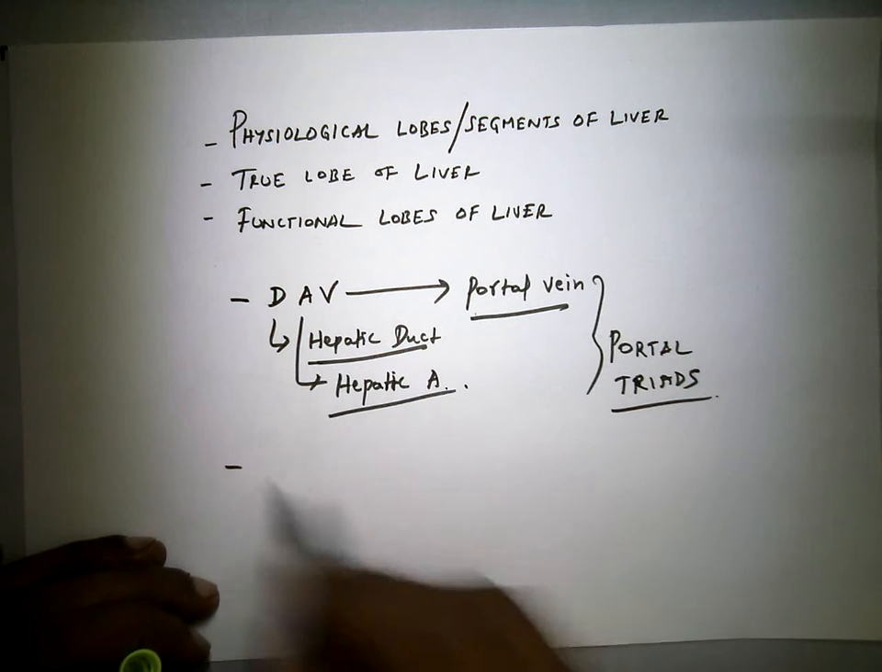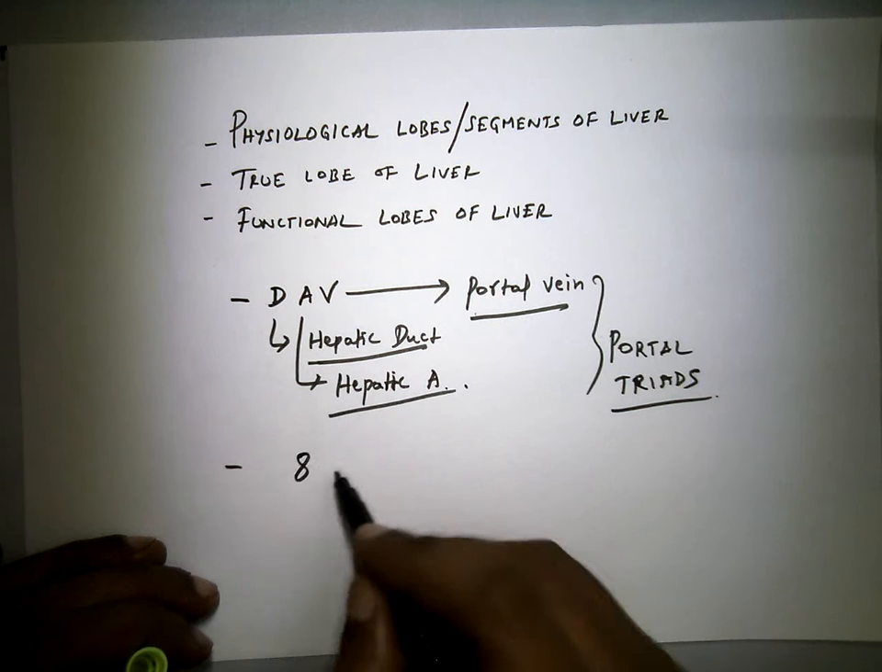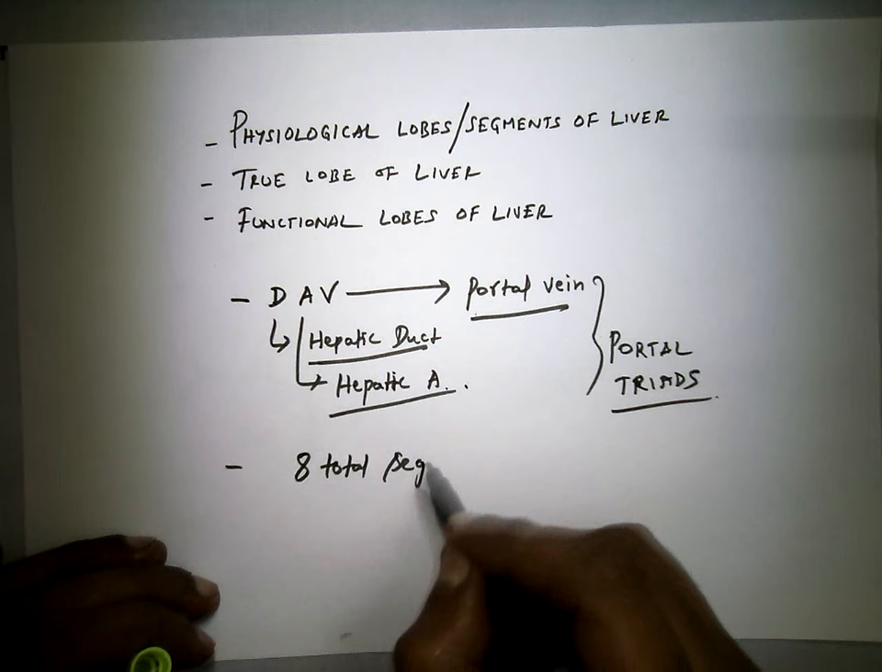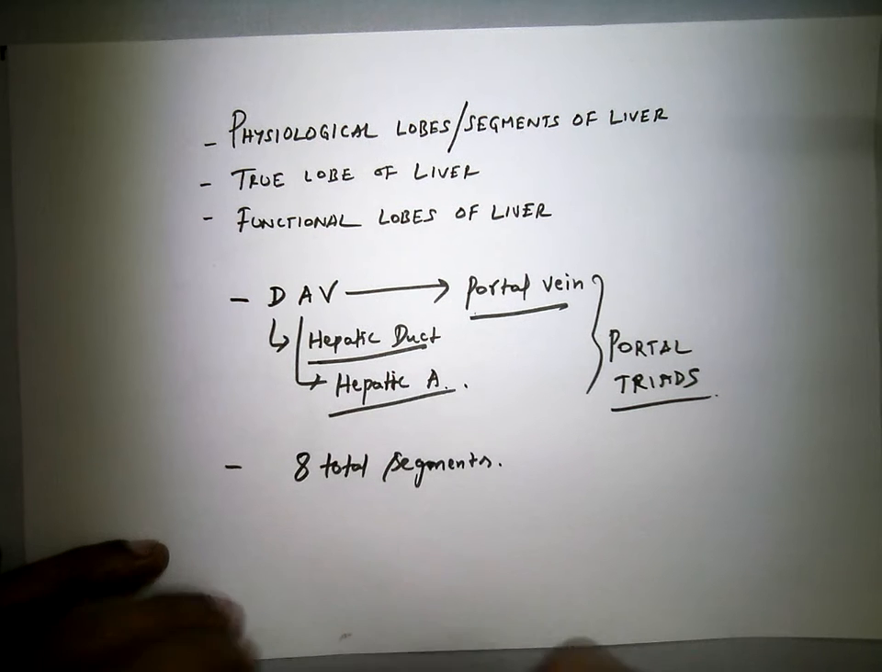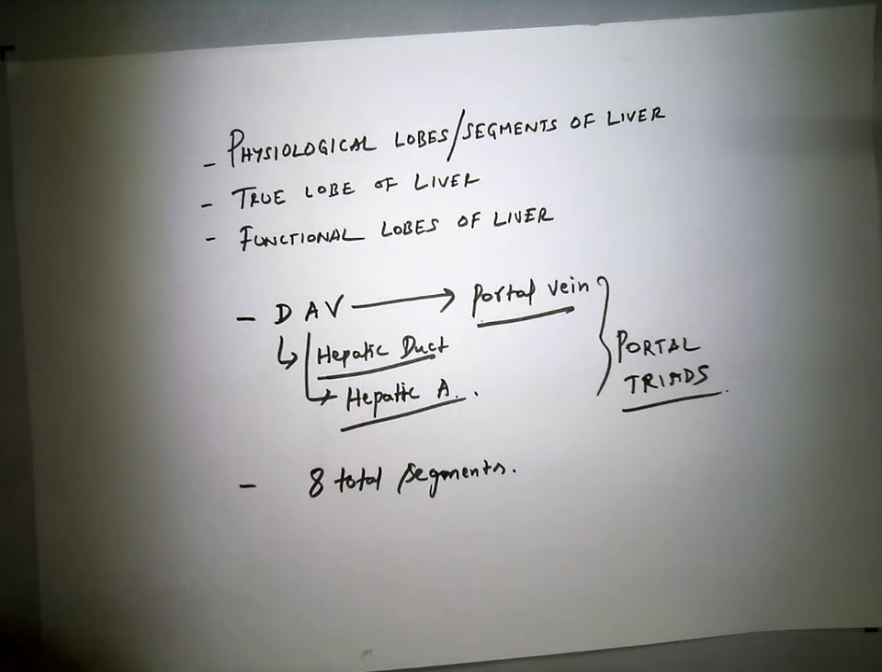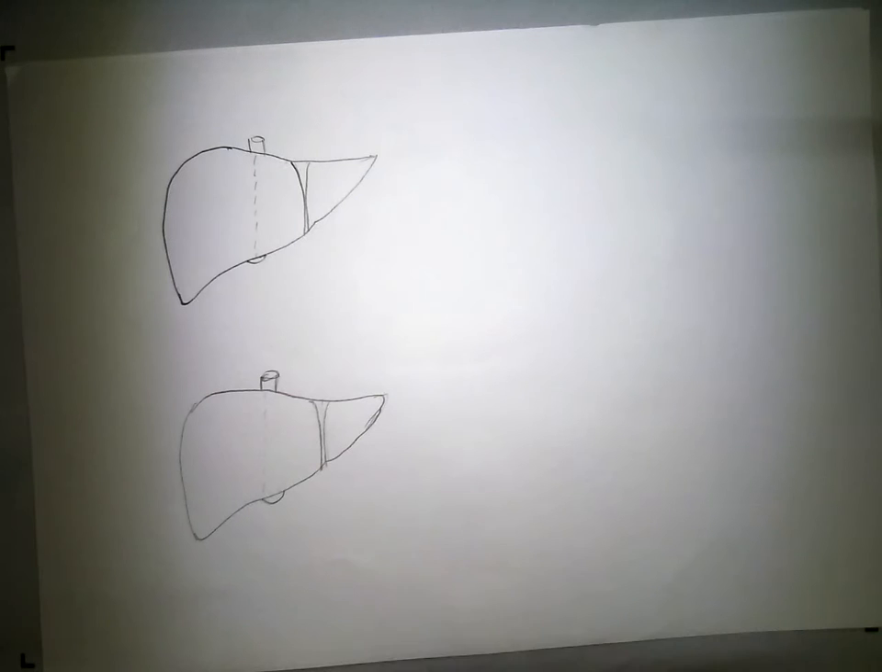So ultimately the liver has eight total segments. Now we'll see each of these eight segments. First, we need to understand how these eight segments are divided.